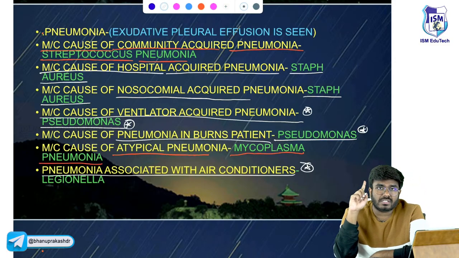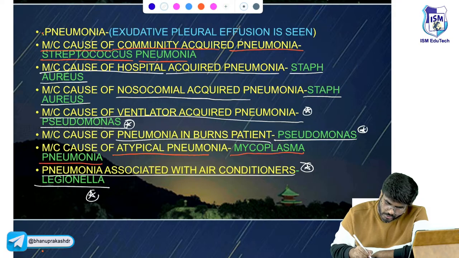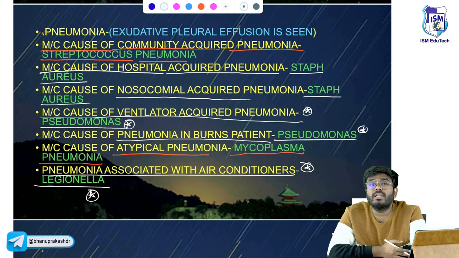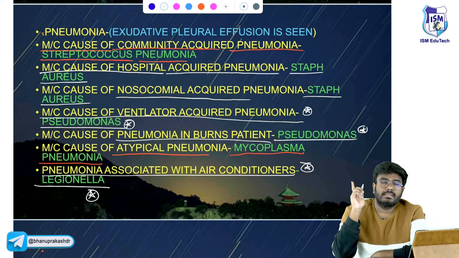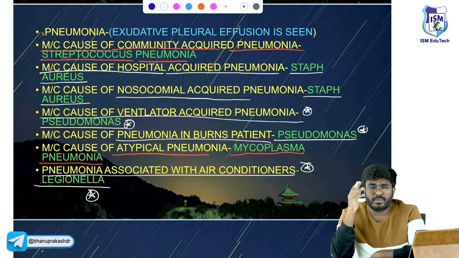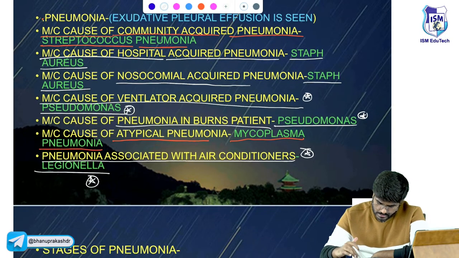Pneumonia associated with air conditioners. In centralized AC plants, this bacteria will grow. This bacteria is called Legionella. So, Legionella can cause pneumonia. Where will this Legionella grow? It will grow in cold environments, in air conditioners, sorry, not ventilators. Ventilator associated pneumonia is Pseudomonas.